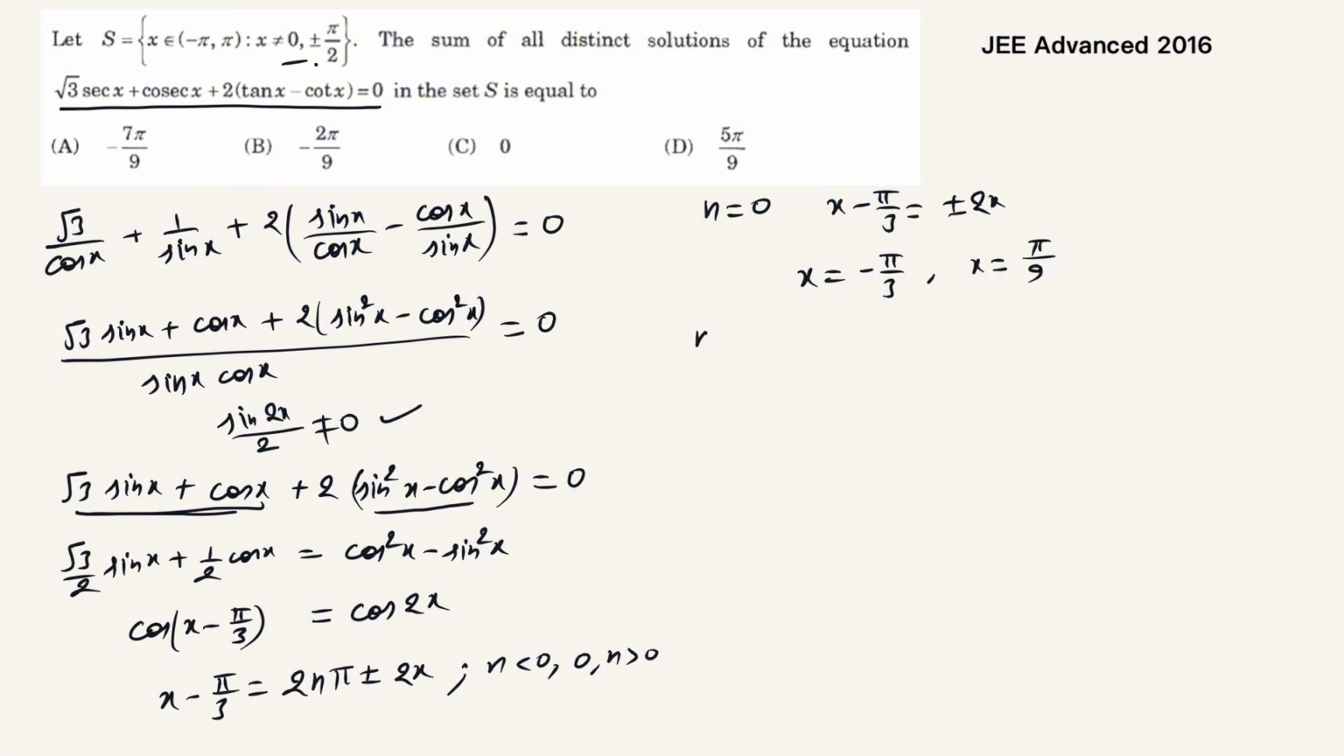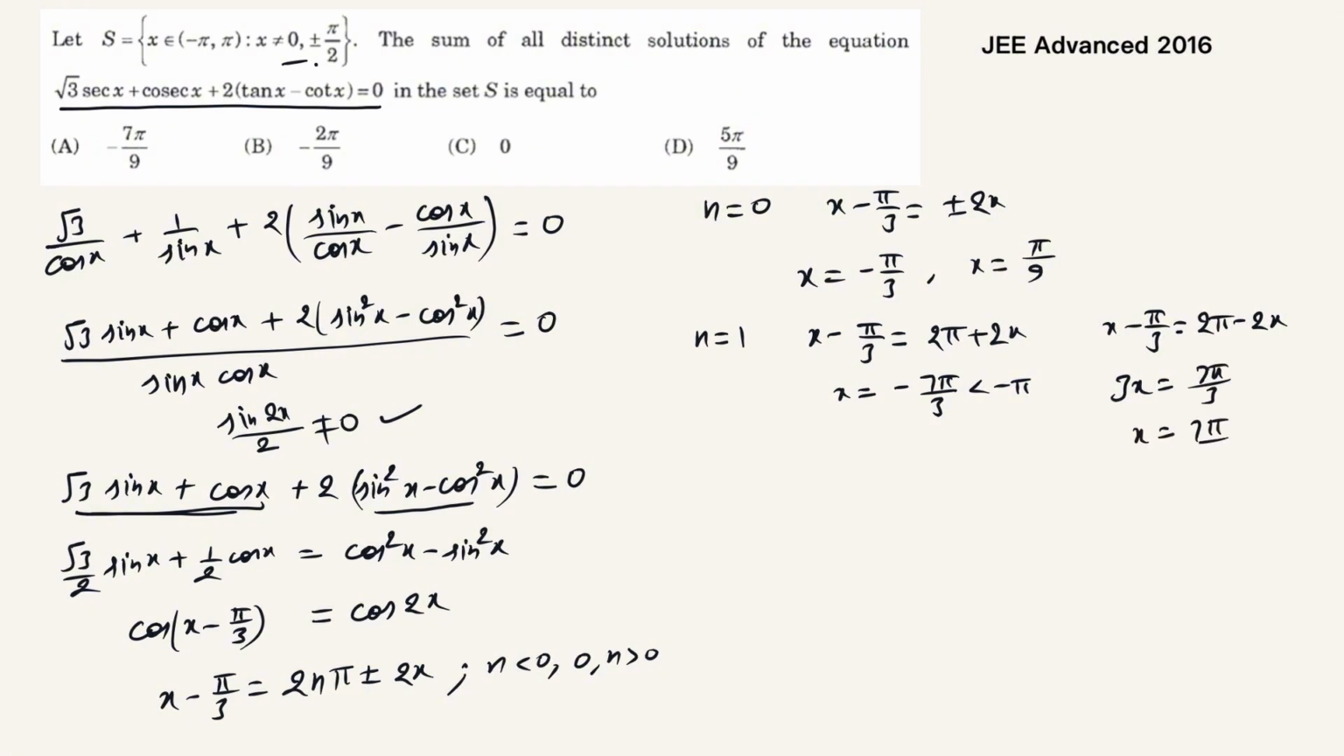And the next one is when n is equal to 1. So our equations will be x minus pi by 3 equals 2 pi plus 2x, and the second one will be with minus 2x. From the first one, we find that x is minus 7 pi by 3, and this is definitely less than minus pi, so we ignore this. And the second one gives us 3x equals 7 pi by 3, and x is equal to 7 pi by 9, which is less than pi, therefore we will take this.